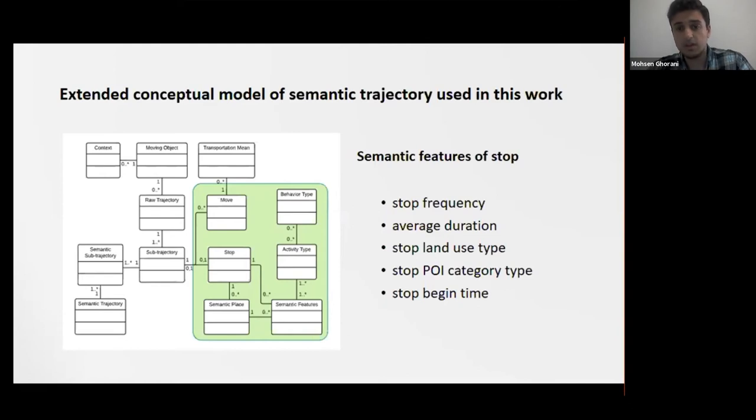For another example, if the place is a restaurant, different time periods may be interpreted as different activity types. If the time period is between 30 minutes and 3 hours, it would be interpreted as dining. And if the time period is between 3 hours and 8 hours, it would be interpreted as working.